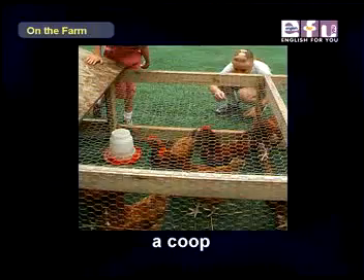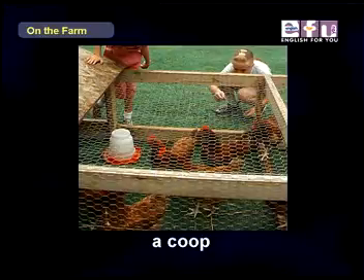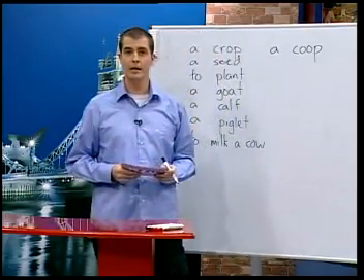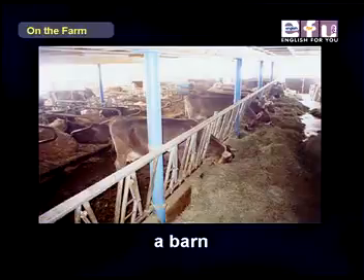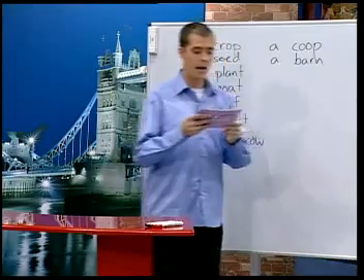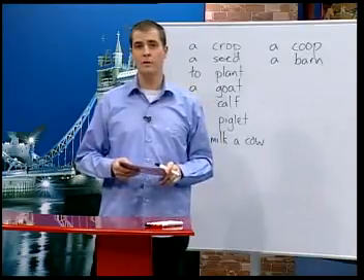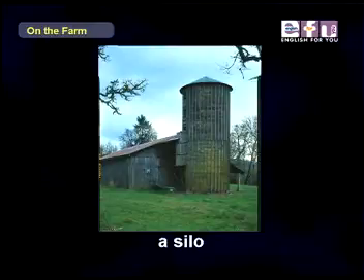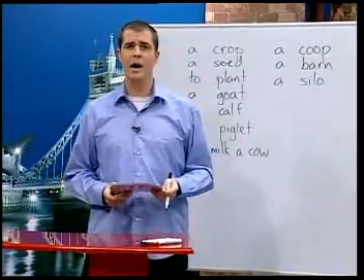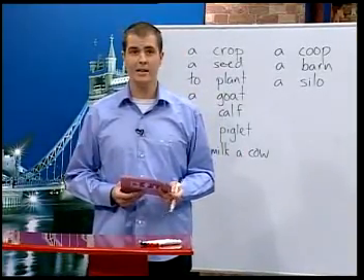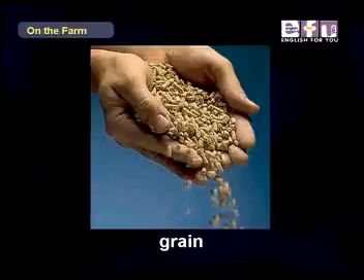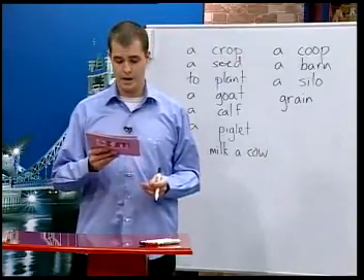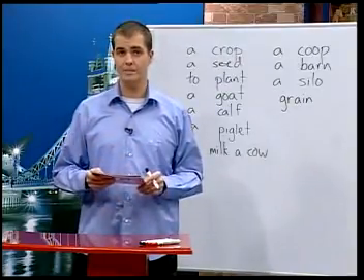Okay, we'll go over here for the next ones. We have a coop. Chickens live in a coop. A barn. A barn is a large building used for keeping crops or animals in. A silo. A silo is a building that looks like a tower and it's used to keep grain inside the tower. What's grain? Grain is the seeds of a crop such as corn or wheat.